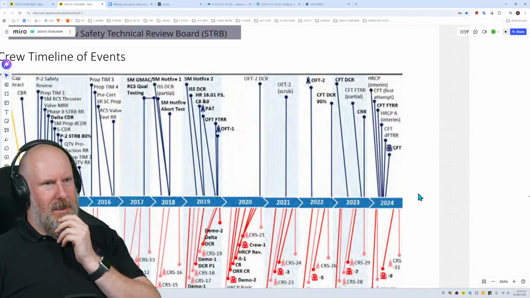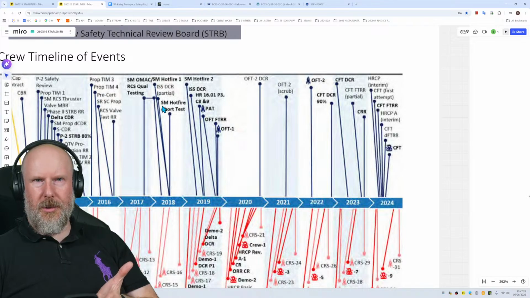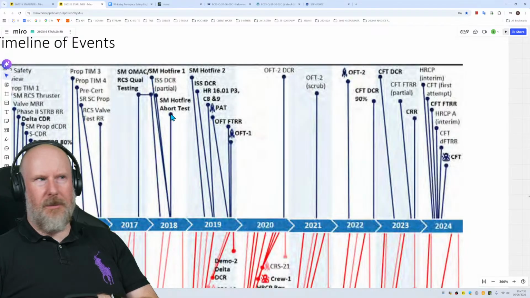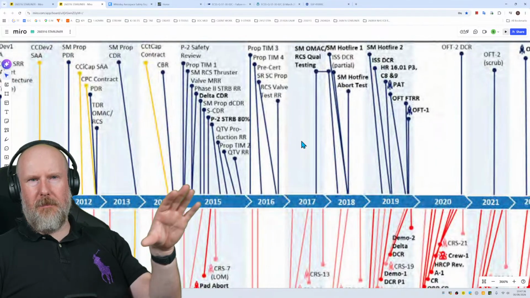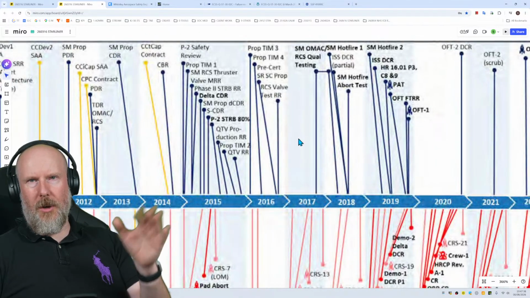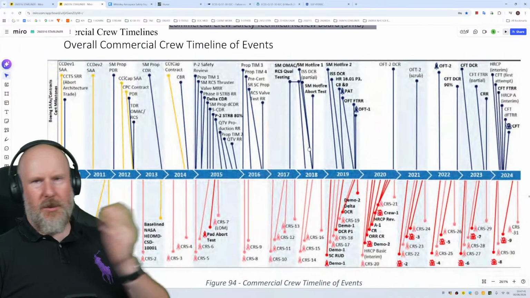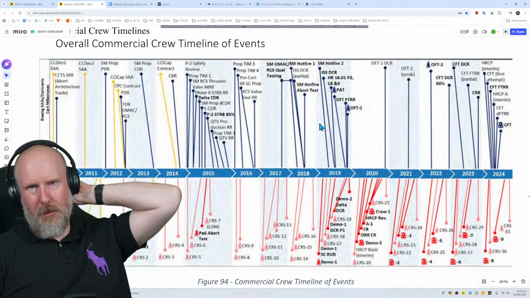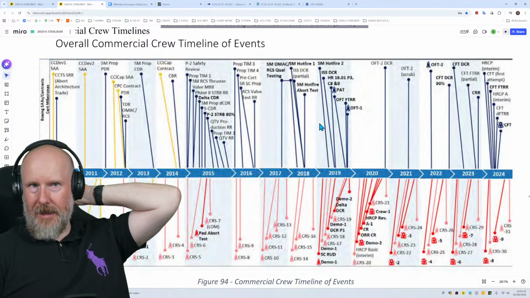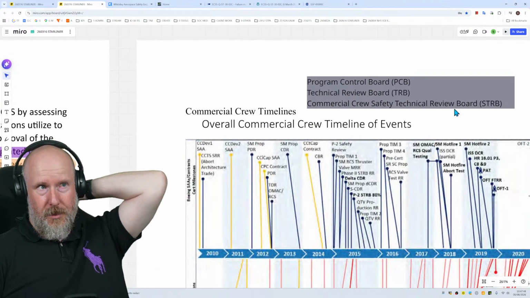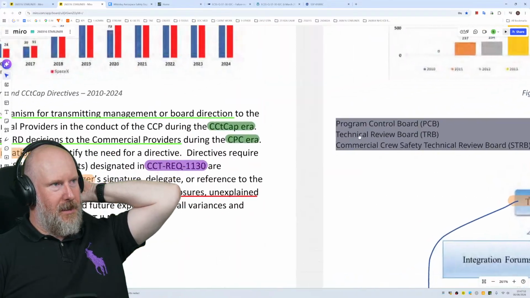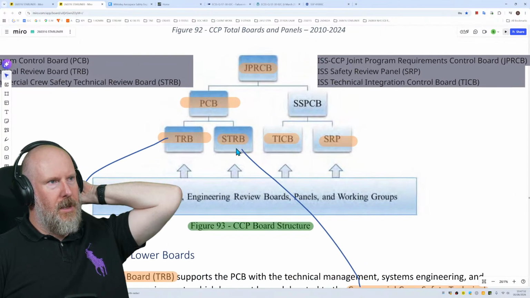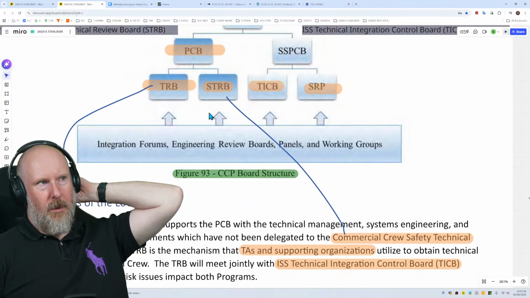So between 2017 and 2024, what was going on from a propulsion qualification and safety assessment perspective? Maybe this timeline doesn't show that detail. Because one of the things I'd look for is I'd look at the safety management plan and I'd look at the safety boards, what do they call it? The Commercial Crew Safety Technical Review Board. Is it the STRB? Yeah, the STRB.